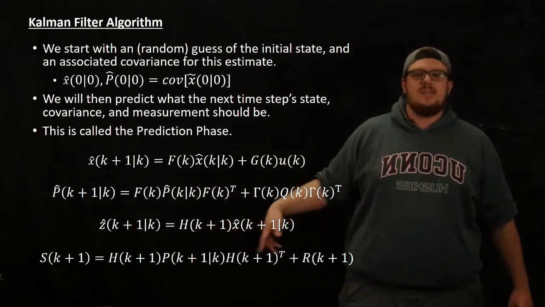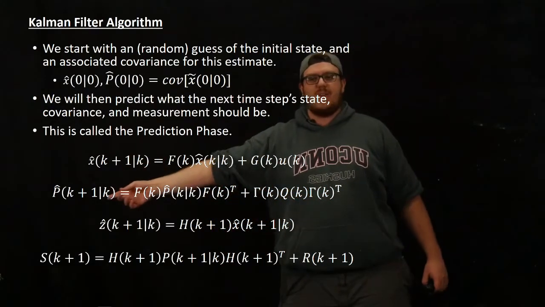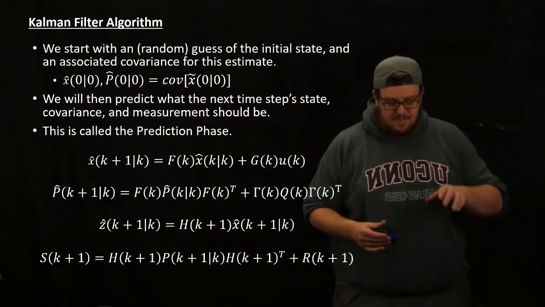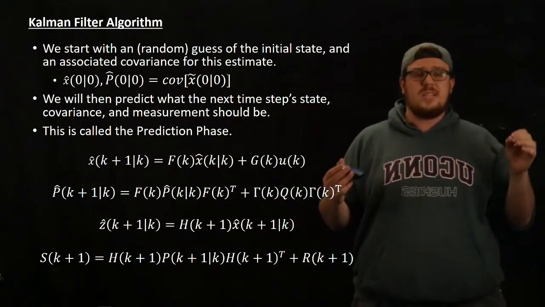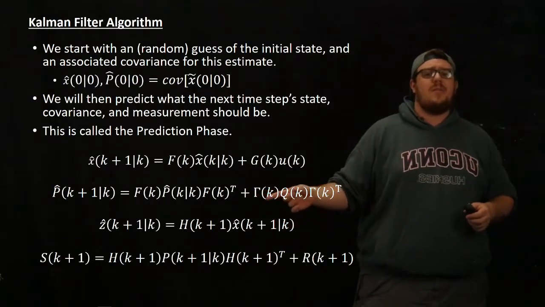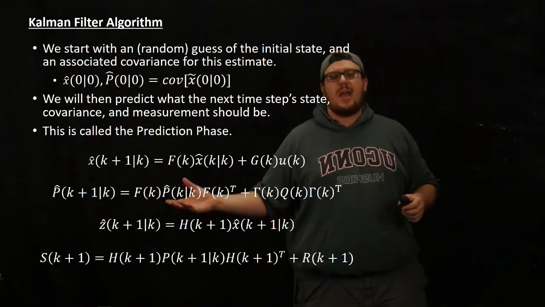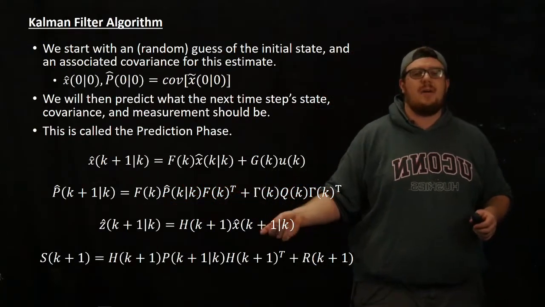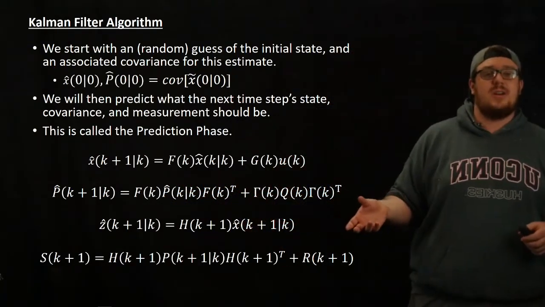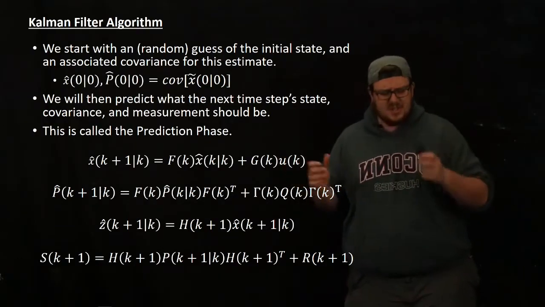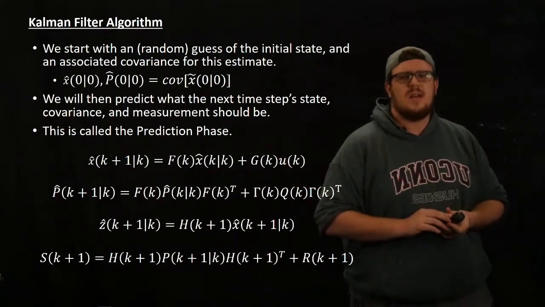The variance of this estimate, P hat of k plus 1 given k, can then be calculated using the definition of covariance, and you end up with this formula here. It's F times P hat F transpose plus gamma times Q gamma transpose. It's very easy to prove that for yourself. Just use the definition of covariance.